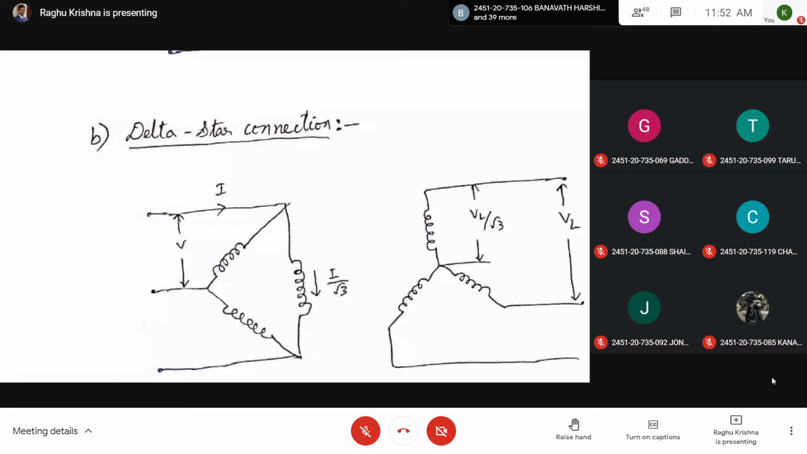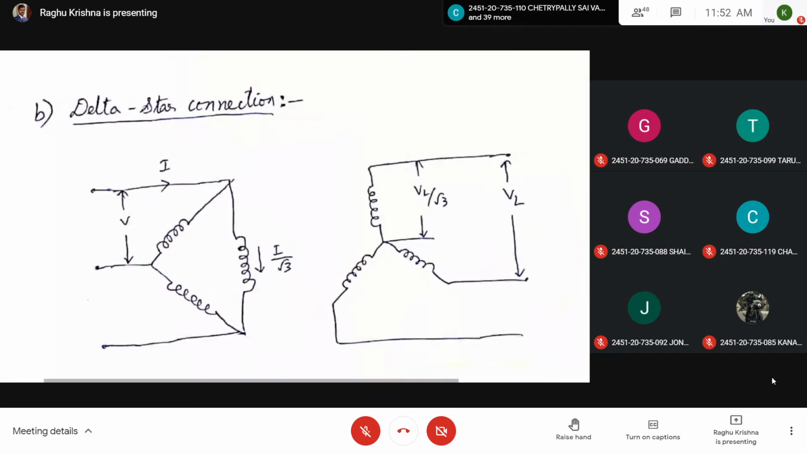So in delta star connection, V is the supply voltage at the delta side, I is the line current. Next, phase current is given by I by root 3. So star side, phase voltage is equal to VL by root 3.